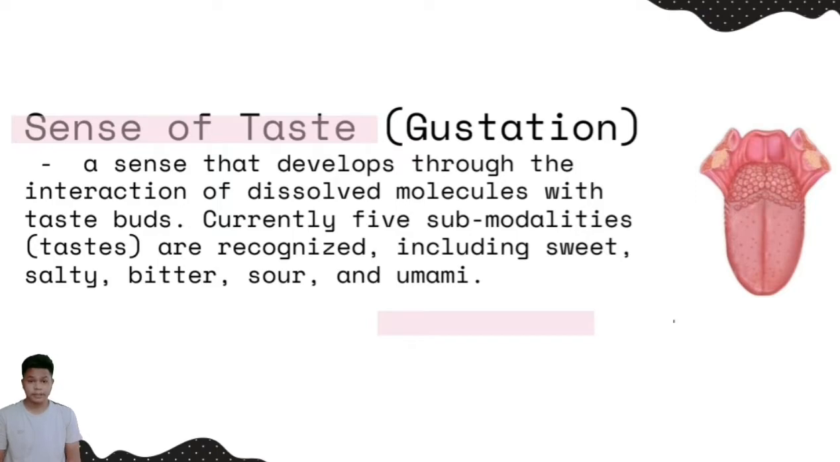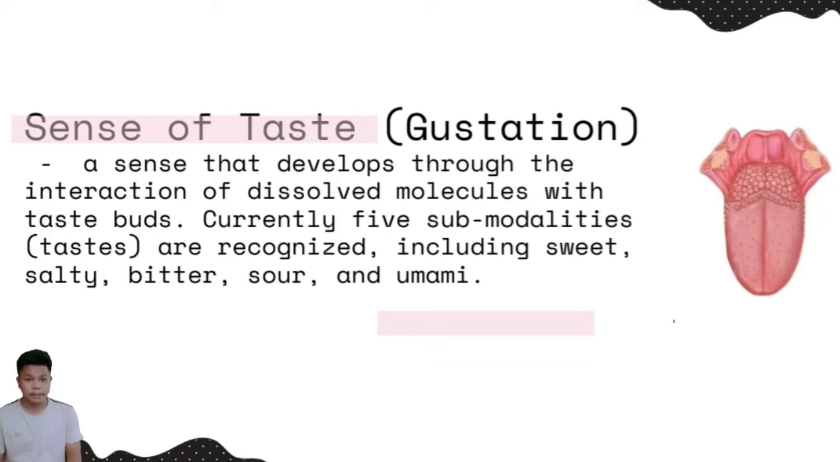So sense of taste, or what we call gustation, is a sense that develops through the interaction of dissolved molecules with the taste buds. Currently, there are five modalities or submodalities of taste that are recognized, including sweet, salty, bitter, sour, and umami, which is the savory taste or the taste of protein.